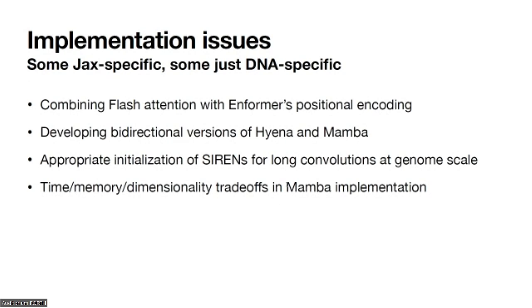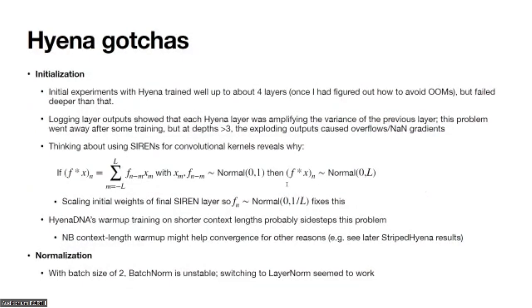The initialization of that is exquisitely sensitive, because when you have a random function and you convolve it with an entire genome-scale sequence, the variance of that ends up being very, very large. Siren wasn't designed for that. You need to scale the output layer to control for that. And finally, I did already talk a bit about the time and dimensionality trade-offs in the Mamba implementation. You need this recursive associative scan in order to make Mamba work.